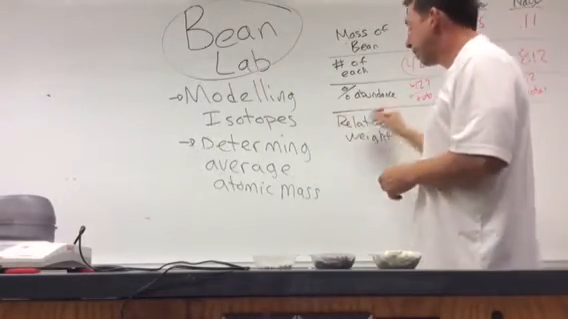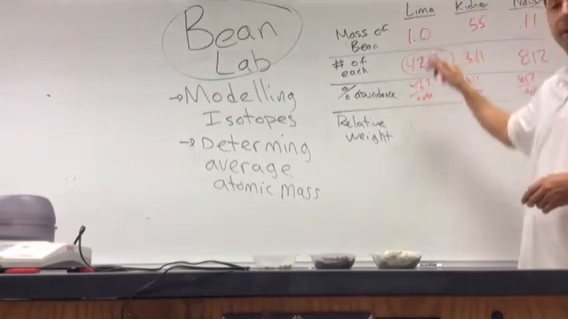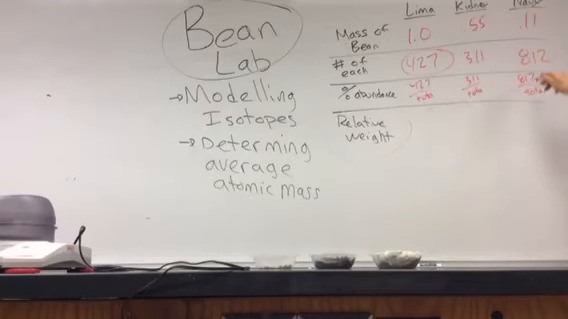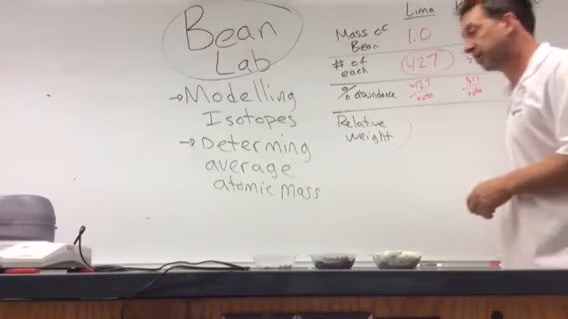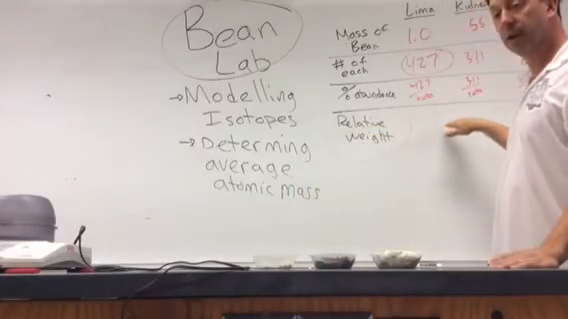Relative weight, this is the one that people have the hardest time with. Take your percent abundance and multiply it by the mass of the bean. And then the last step is to add up all those relative weights.